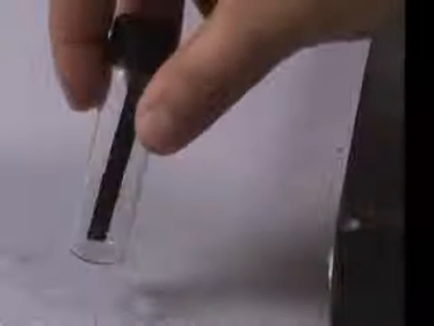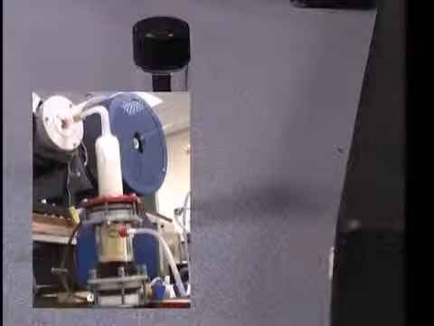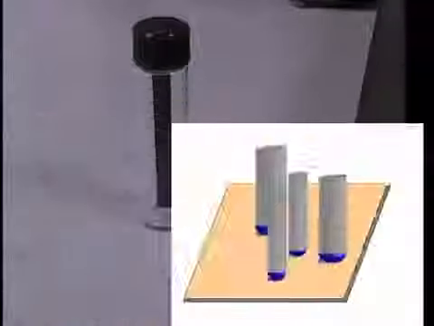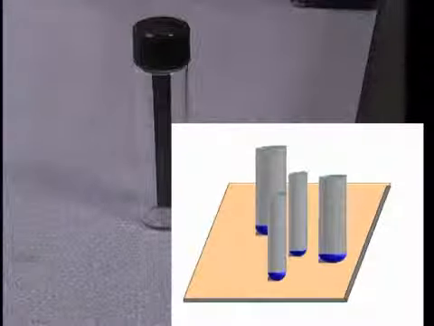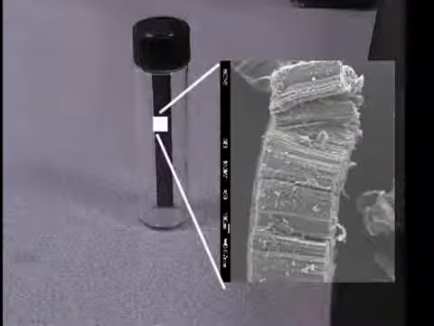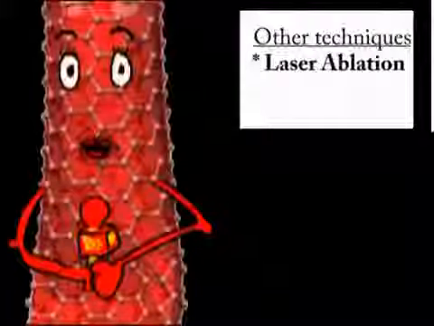CVD is probably the most promising method to produce carbon nanotubes for industrial use. It is easy to introduce other elements such as boron or nitrogen in the starting chemical. The diameter of the tubes can be chosen by the size of the metal catalyst particles. Also, we can grow the tubes on the surface, which helps for future applications. Arc discharge and CVD are the most common techniques, but there are others, like laser ablation.